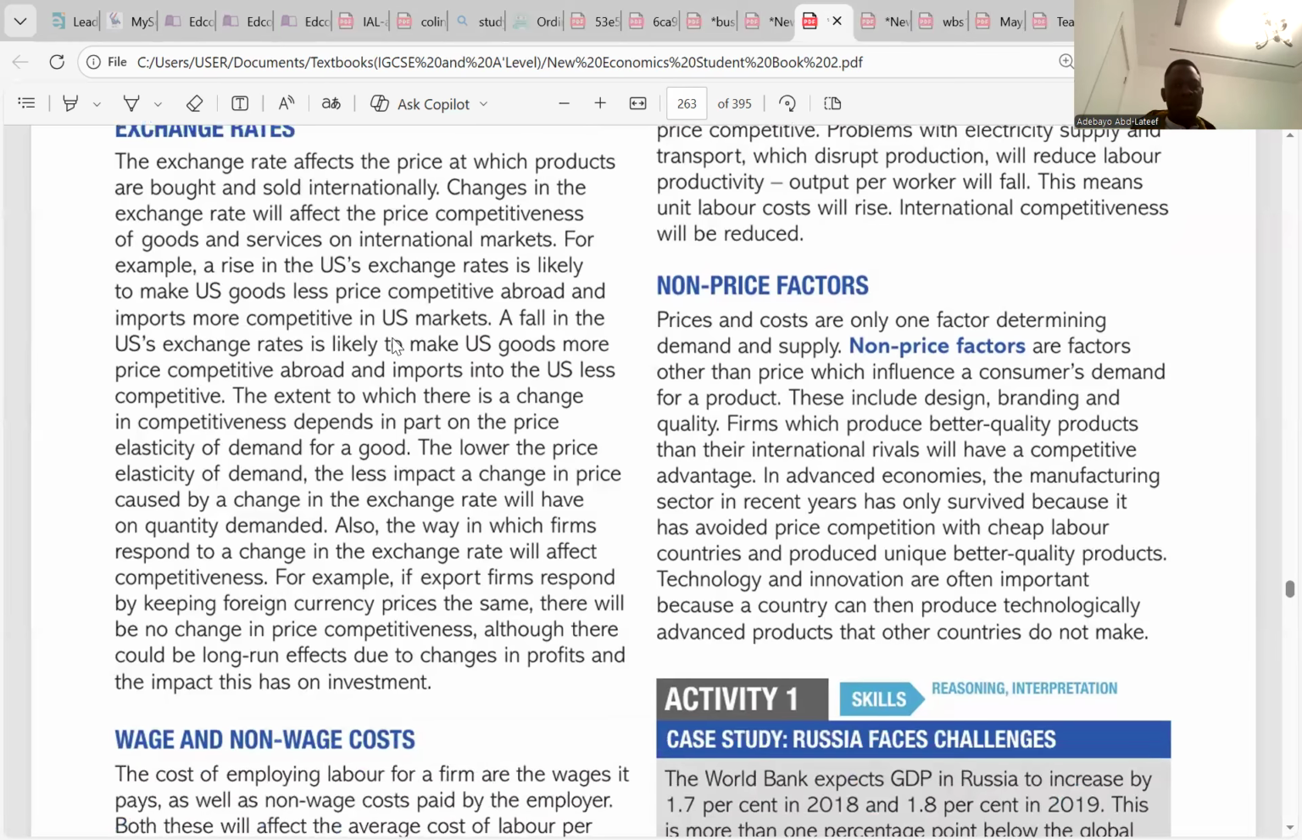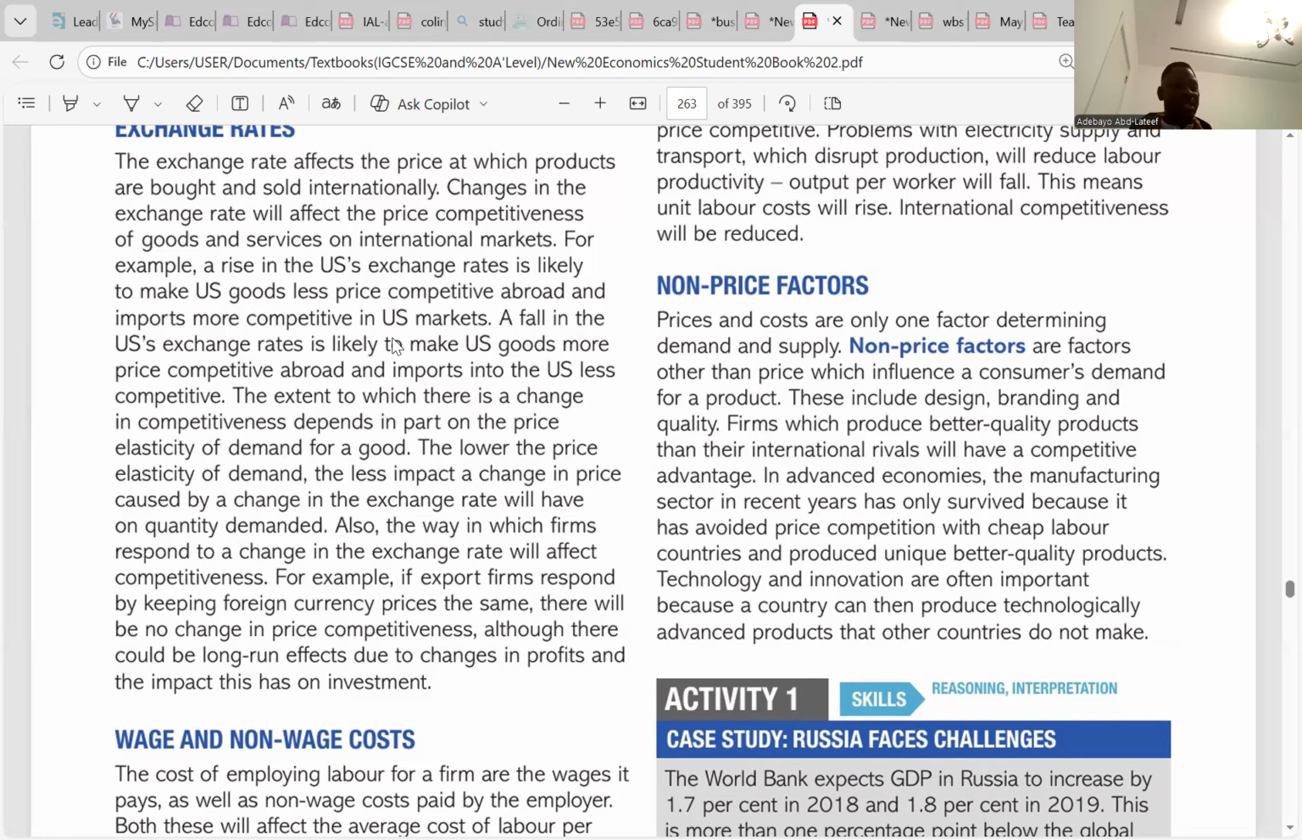Yes. Good. Then, furthermore, they said the extent to which there is a change in competitiveness depends in part on the price elasticity of demand for a good. The lower the price elasticity of demand, the less impact a change in price caused by a change in the exchange rate will have on quantity demanded. Also, the way in which firms respond to changes in the exchange rate will affect competitiveness. So, before we go to how firms respond, let's talk about elasticity.